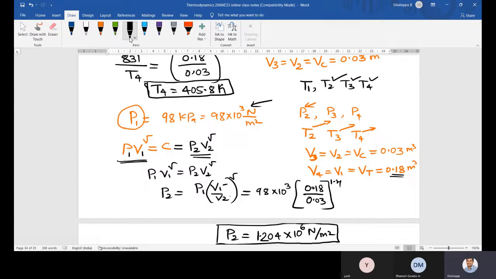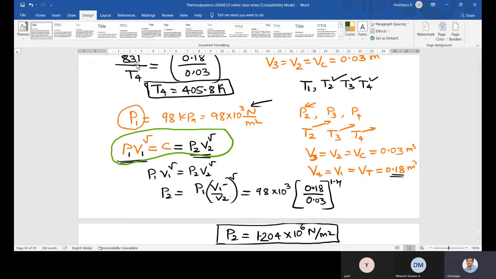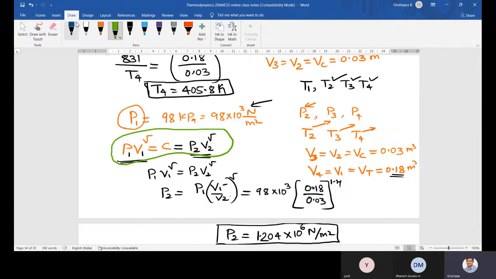Now calculate P3. I will highlight these equations. Please remember this equation. Don't worry. After solving 1 or 2 or 3 problems on your own, you can understand all the equations. Not to worry. This is the first numerical you are solving. You may face a little bit of difficulty. Don't get depressed.